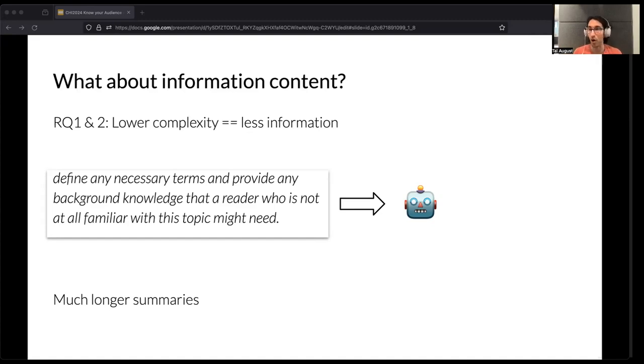And this is an example of part of what the prompt was for models in our third study. So define any necessary terms and provide any background knowledge that a reader who is not at all familiar with the topic might need. And we did this sentence by sentence. So instead of allowing the model to remove sentences or removing information, we really wanted the model to simplify every sentence. This led to much longer low and medium summaries, but those summaries contained all the same information as the high summaries. And we verified this manually as well as with automated measures.